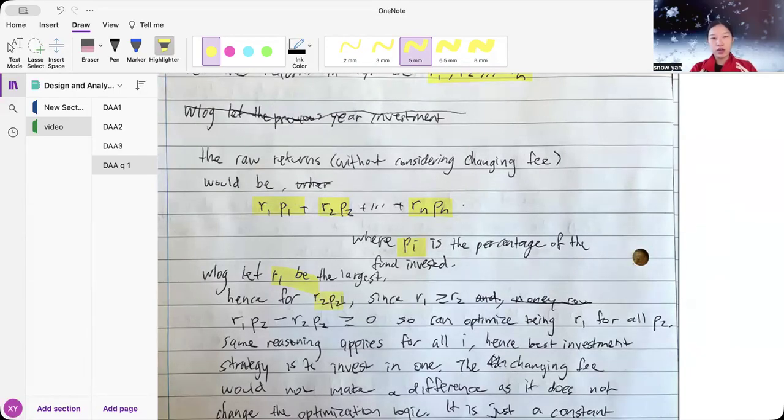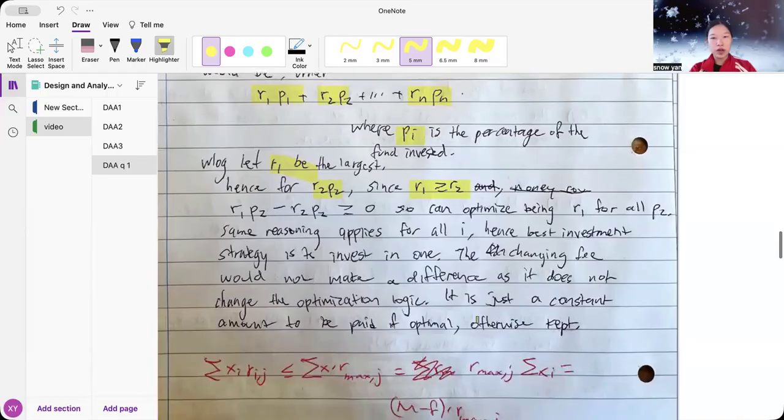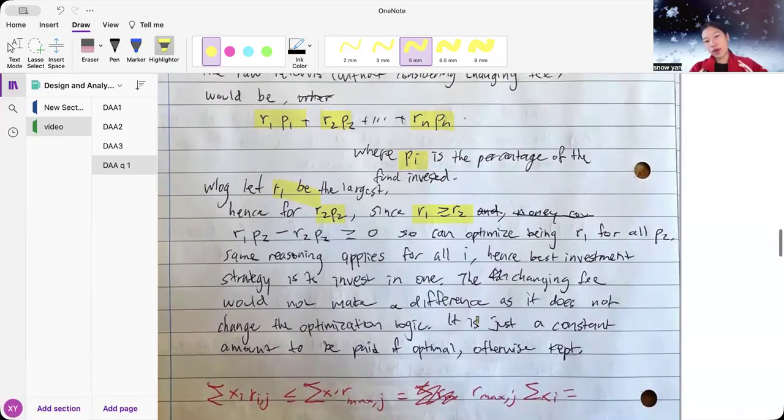Hence, for R2P2, since R1 is greater than R2, then R1P2 minus R2P2 is greater than or equal to 0. So that means that we can optimize for R1 for all P2. And the same reasoning applies for all Ri, hence the best investment strategy is to invest in one, which is R1. The changing fee will not make a difference as it does not change the optimization logic. It's just a constant amount to be paid for the optimal, otherwise kept. So that's what I thought at the time.